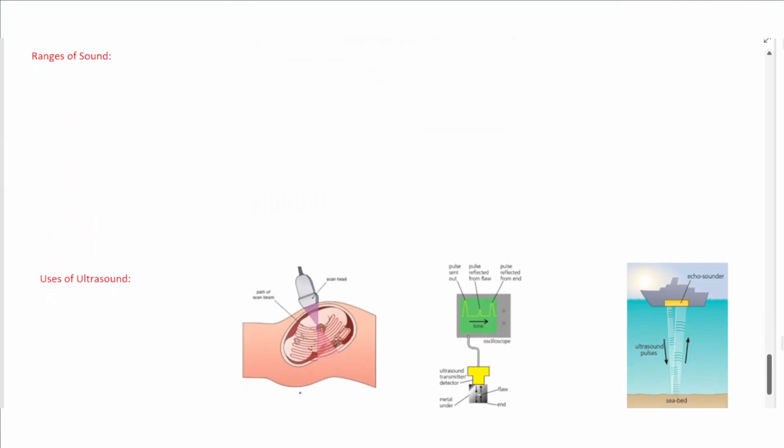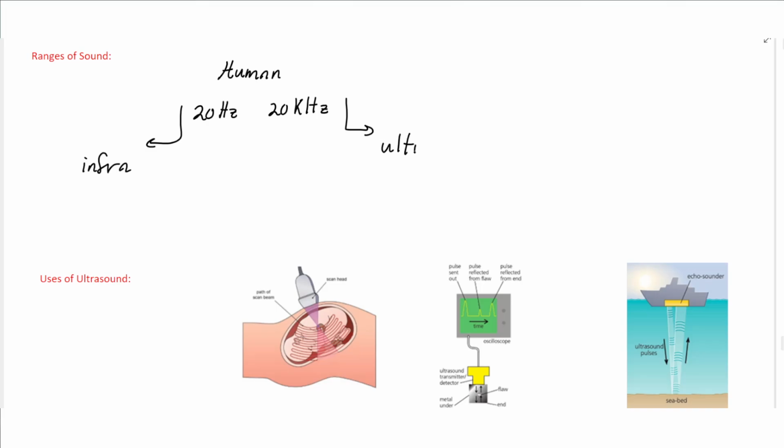Now, sound is divided into three categories. There is the human hearing range. The human hearing range is between 20 hertz and 20 kilohertz, or 20,000 hertz. Anything under the frequency of 20 is called infrasound. Anything above 20 kilohertz is called ultrasound. Humans can hear between 20 and 20 kilo. Anything below that is called infra. Anything above that is called ultra.